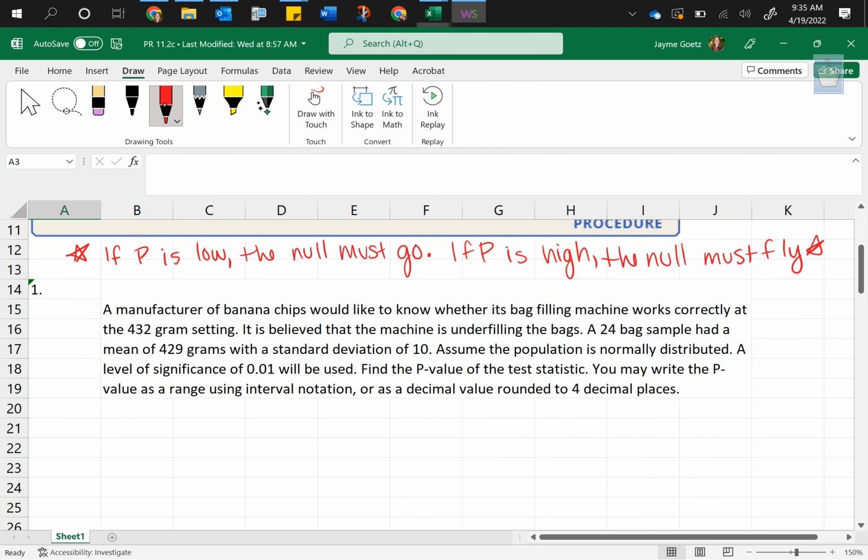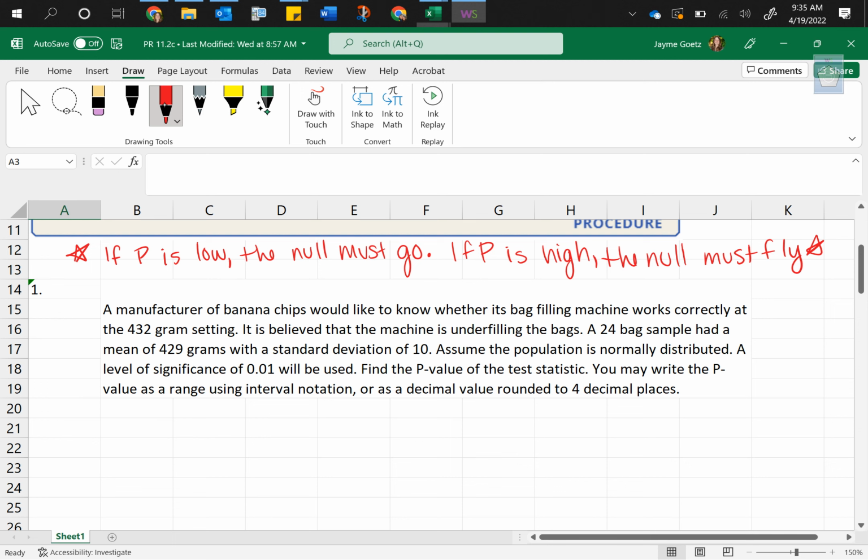A manufacturer of banana chips would like to know whether its bag filling machine works correctly at the 432 grams setting. It is believed that the machine is underfilling the bags. A 24-bag sample has a mean of 429 grams with a standard deviation of 10. Assume the population is normally distributed. A level of significance of 0.01 will be used. Find the p-value of the test statistic. You may write the p-value as a range using interval notation or as a decimal value rounded to 4 decimal places.